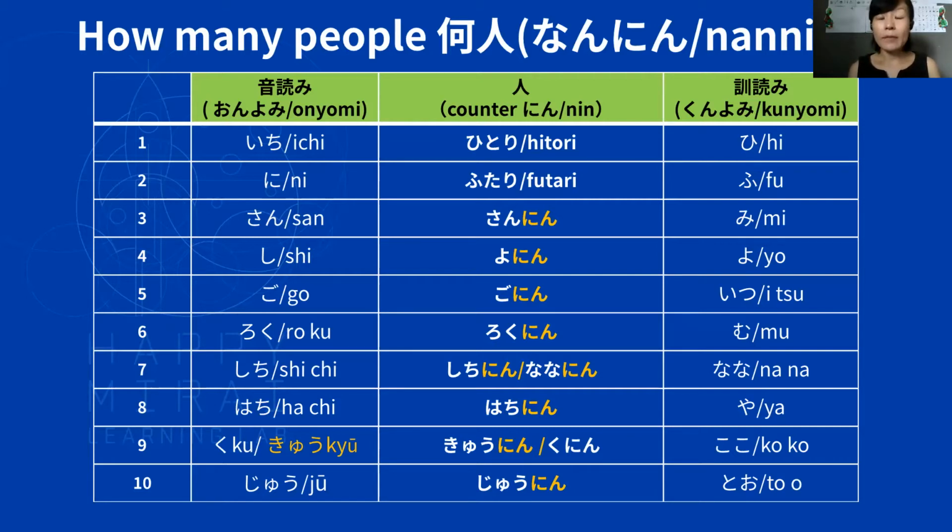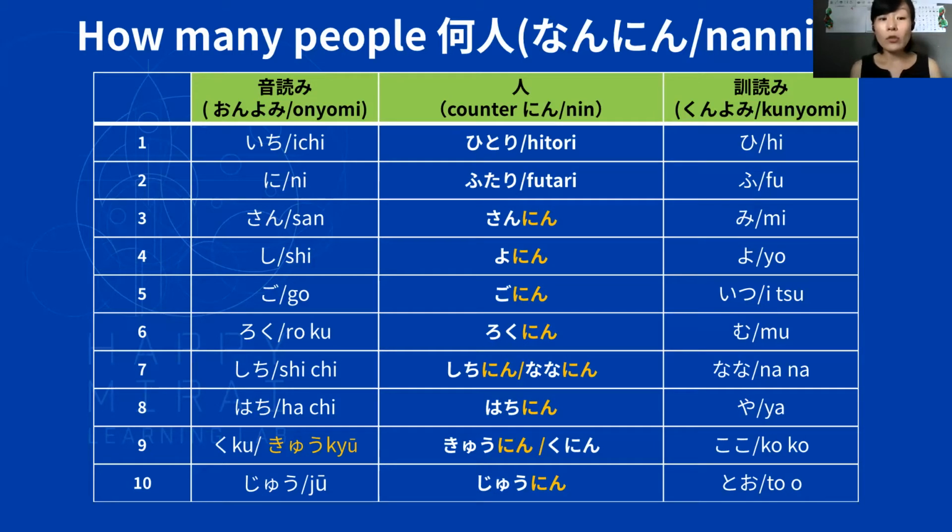Number 4, shi. Number 5, go. Number 6, roku. Number 7, shichi. Number 8, hachi. Number 9, ku or kyuu. Ku is often used, for example, when you tell the time, like 9 o'clock, kuji. Generally, when you count, for example people, it is kyuu. Number 10 is juu.